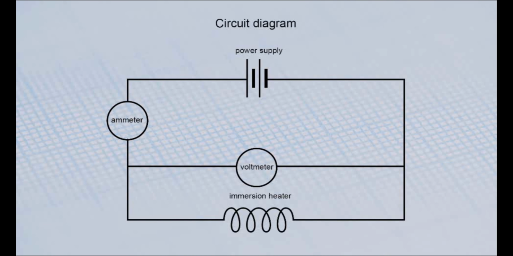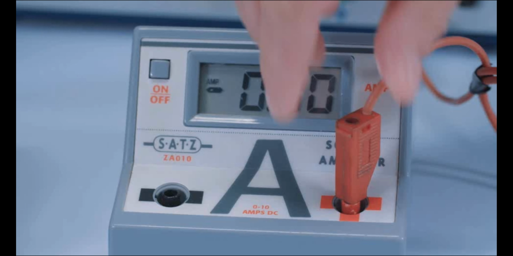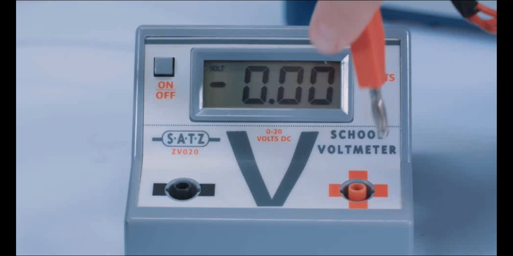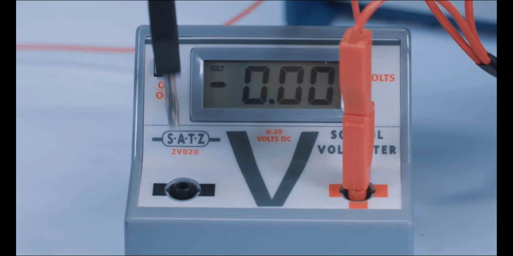An ammeter will measure the current from the power supply and a voltmeter will measure the potential difference across the immersion heater. These values will allow us to calculate the electrical energy provided by the immersion heater to the ice.